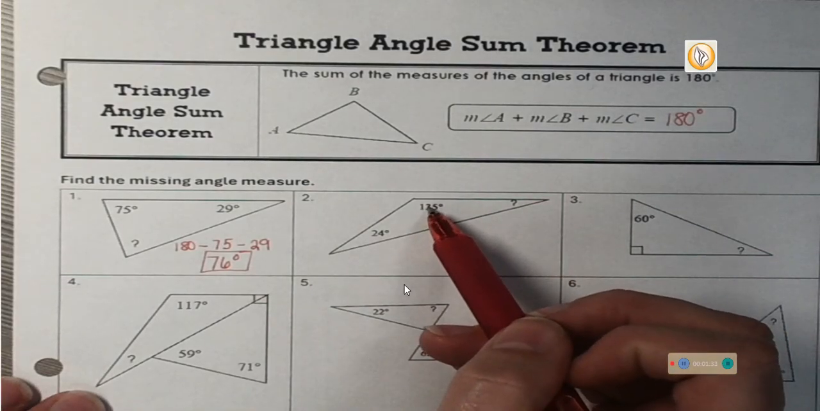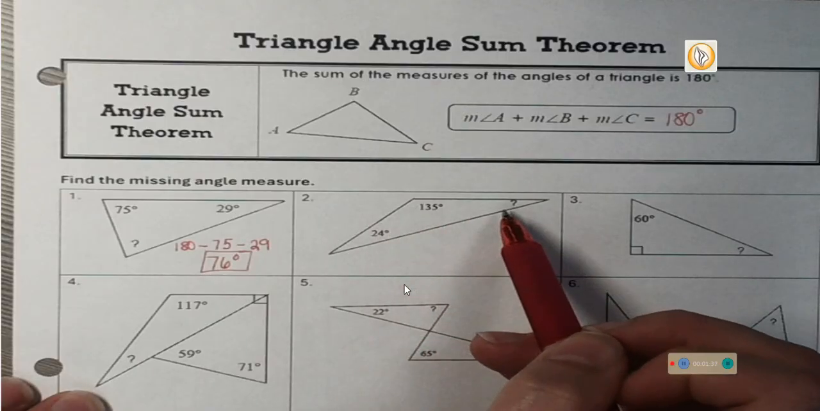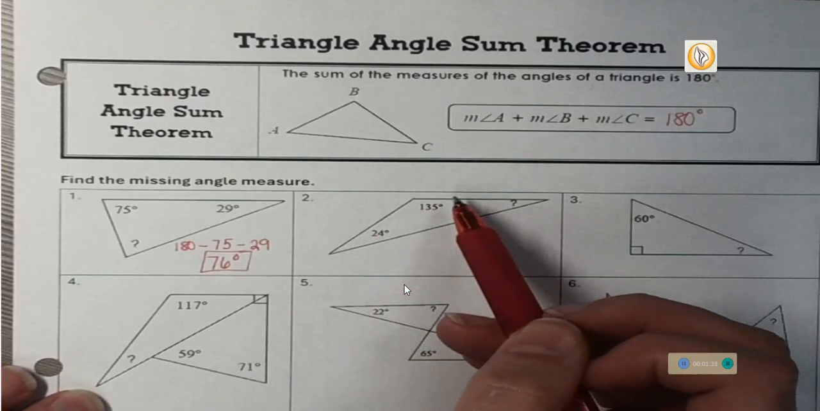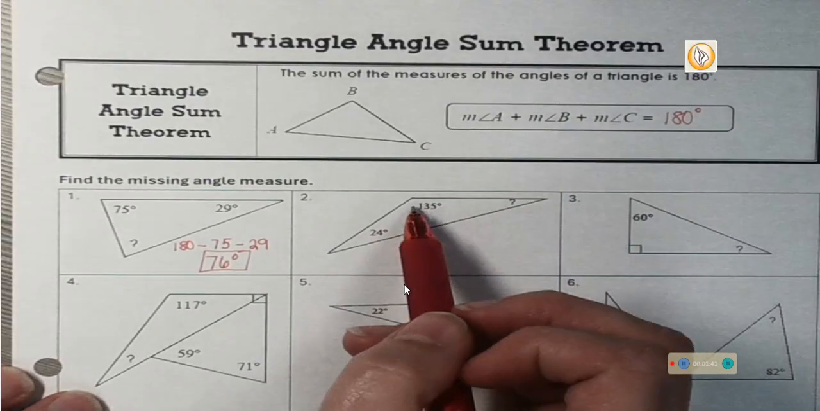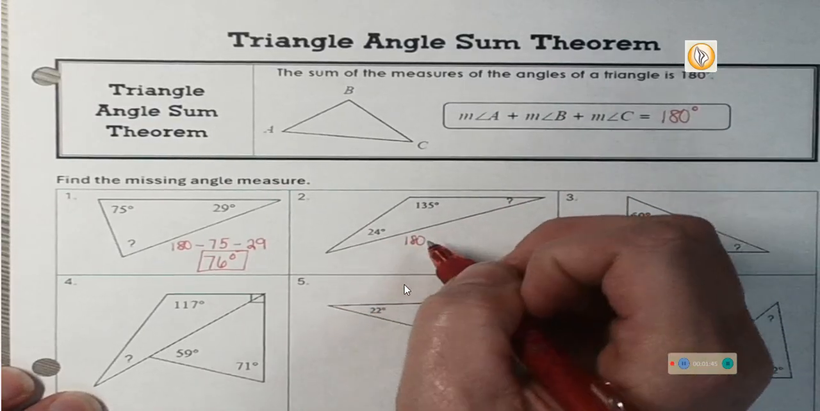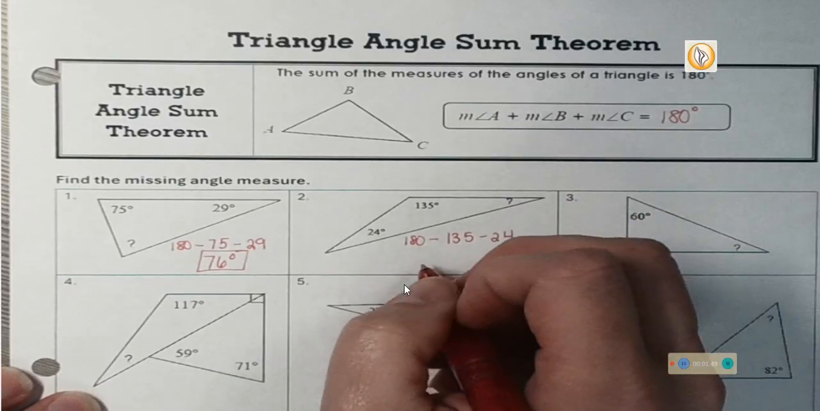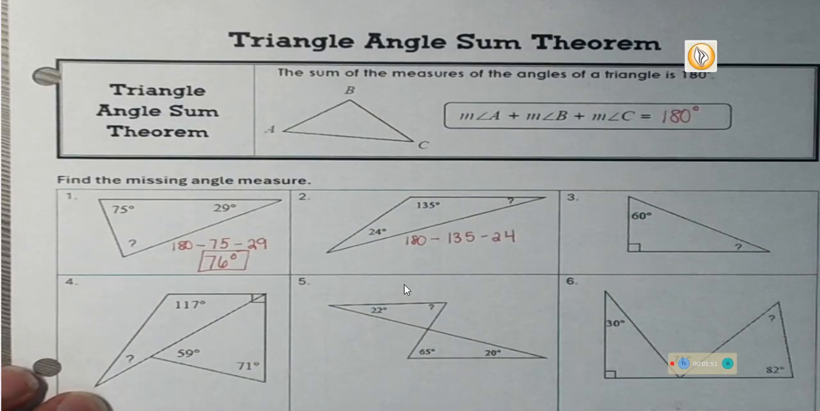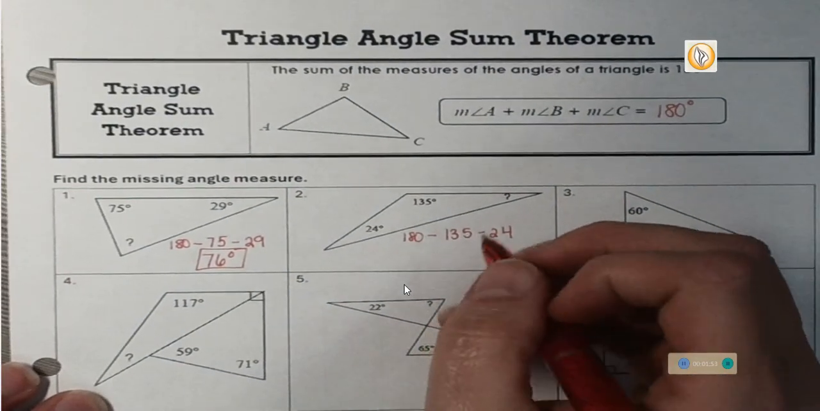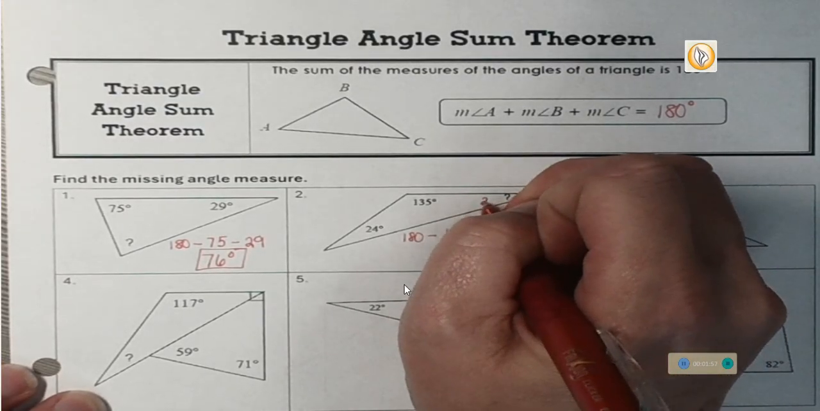So when you look at these 3 angles, these angles are inside of the triangle, and if I add them all together, what do they equal? 180. I know this one and I know this one. How do I find out what's left over? You subtract. Minus 135 minus 24. So 180 minus 135 minus the 24 leaves us with 21 degrees for this little angle right here.